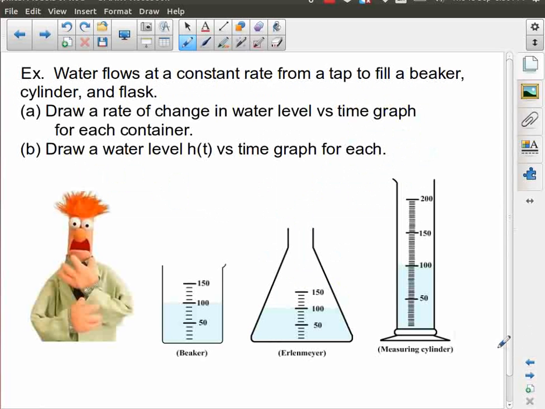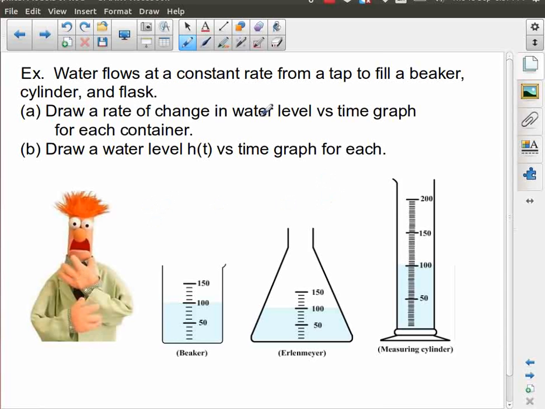Okay, one last example, a little bit more realistic, which is we've got water flowing at a constant rate. So imagine you take a tap and you turn it on to a set rate and you leave it. So you're not going to change the flow of the water again. But we're going to fill 3 different objects which can hold this water. We're going to fill a beaker, we're going to fill a cylinder, and we're going to fill a flask. And here I've drawn an Erlenmeyer flask. This is also Beaker, but this is Beaker from the Muppet Show, and I couldn't resist putting him in.